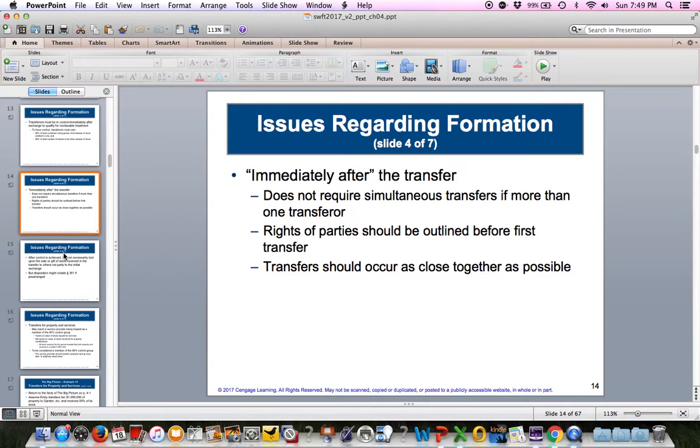Immediately after the transfer does not require simultaneous transfer of more than one transfer, and the rights of parties should be outlined before first transfer, and the transfers should occur as close together as possible. Okay, so whatever these items being transferred into the corporation are, the timing should be very, very close when it happens. And before the transfer happens, what are the rights of the parties doing the transfer? Clearly having these things written down would be a good thing.